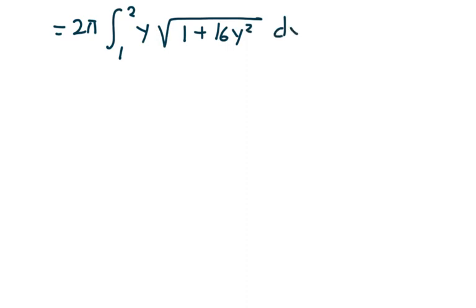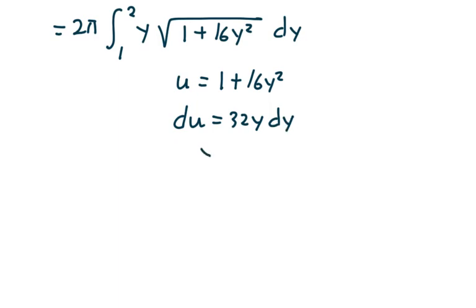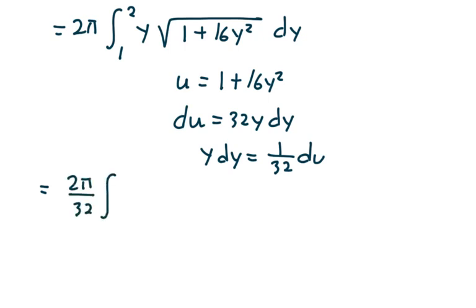So let's write that on the next page. So we have 2 pi times the integral from 1 to 2 of y square root of 1 plus 16y squared dy. So I'm going to let u be 1 plus 16y squared. du is 32y dy. So y dy is 1 over 32 du. So we're going to take 2 pi over 32, and we're going to multiply by the integral of.